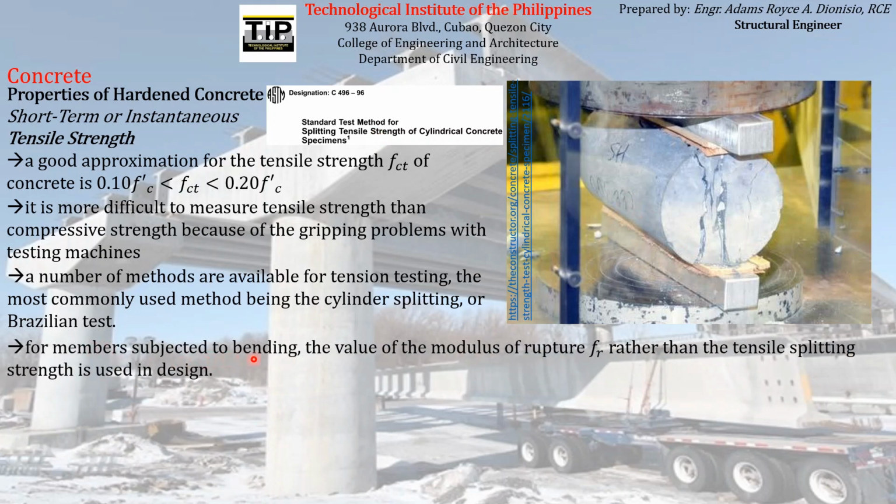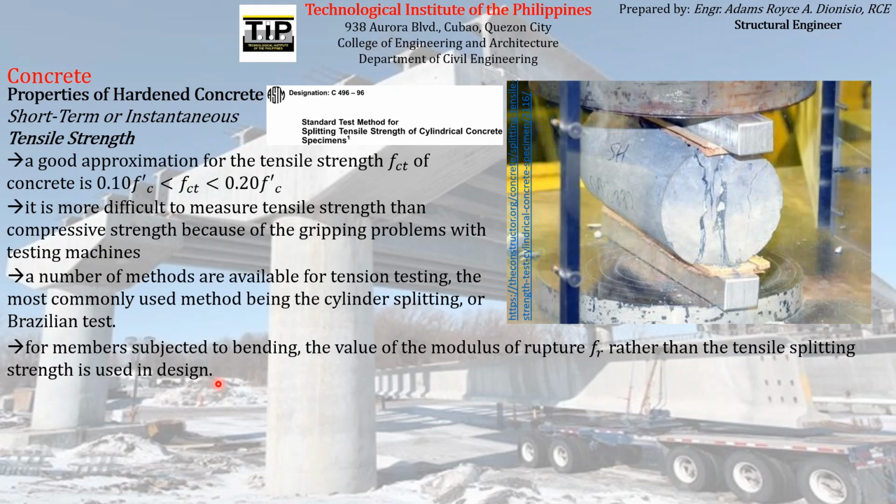For members subjected to bending, the value of the modulus of rupture f_r, rather than the tensile splitting strength, is used in design. Before, in reinforced concrete design, we usually assumed that the tensile strength of a member that tends to bend is actually the modulus of rupture. We usually think of it that way, but in reality it is not.